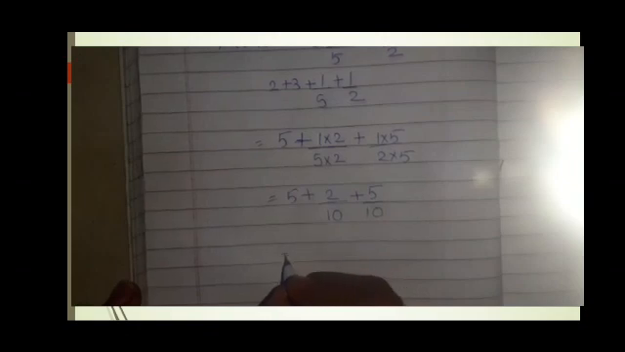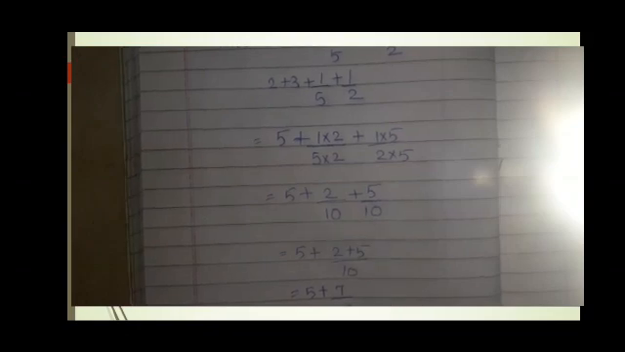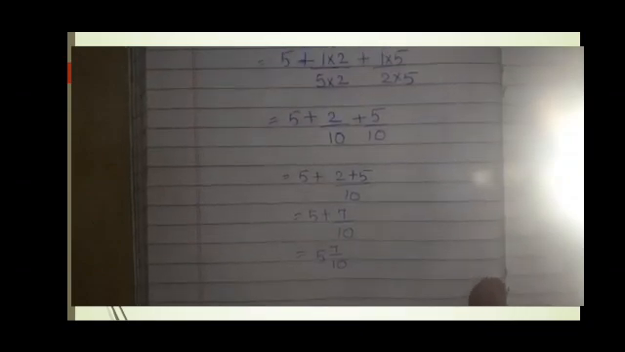Now we got here the denominators same. So directly we can add here. So 5 plus 7 upon 10. So here we got the answer 5 7 upon 10. Now method number 2.